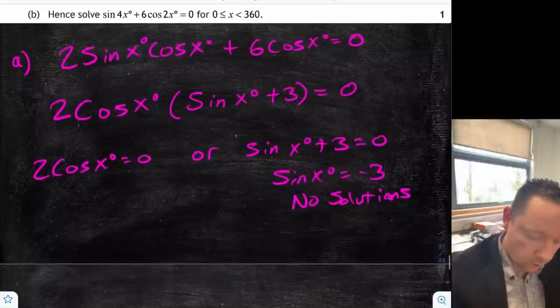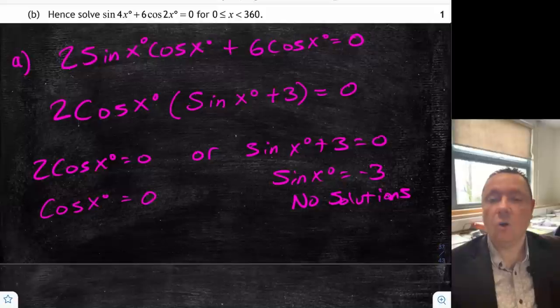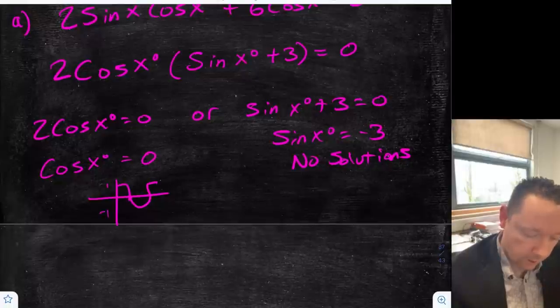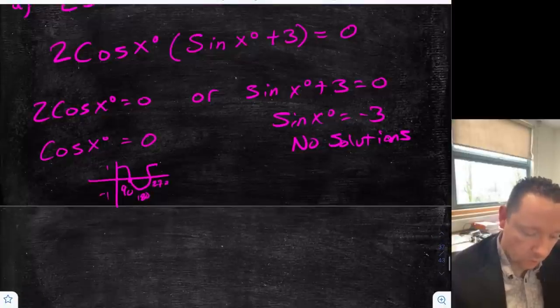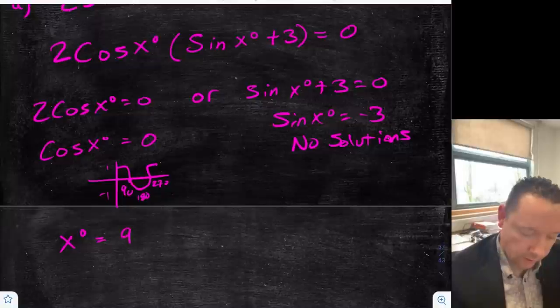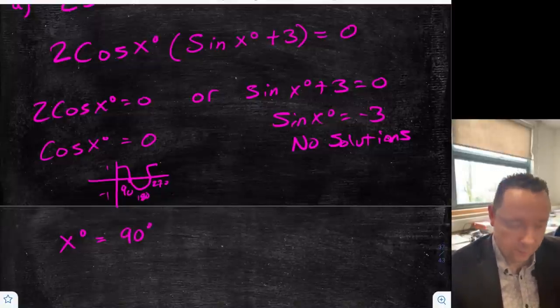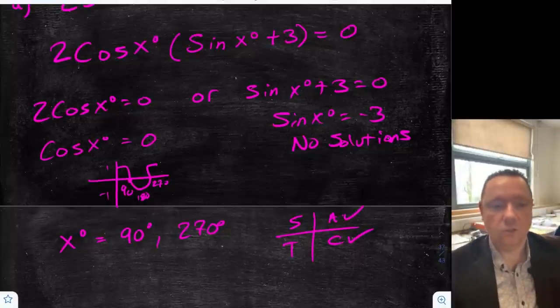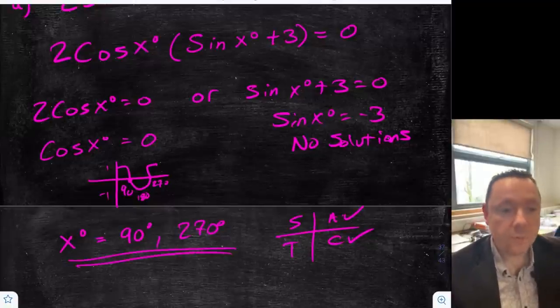So this one, 2 cos x equals 0, means that cos x also must be 0. You should know that cos x is equal to 0 at 90 degrees. If you don't, there's a little graph for you just to prove it. 1 and minus 1, it goes along 90, then 180, then 270. So we can immediately say that x equals 90 degrees. You could also say it's 270 straight away, but if you didn't know it was 270, the CAST diagram would give you the other one because cos is positive. So 360 minus 90 would give you your 270 as well. And we're done there for part A.